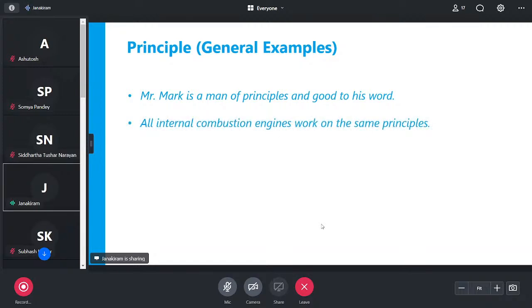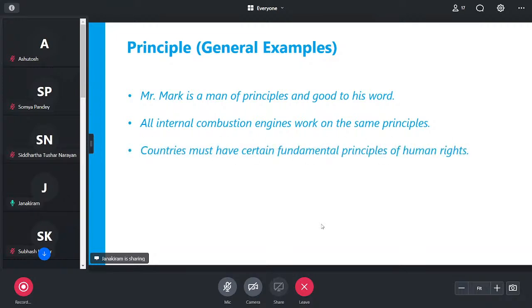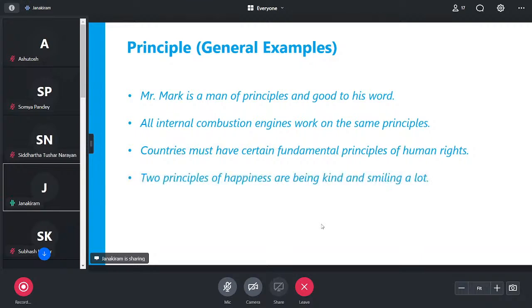And all internal combustion engines work on the same principle, right? So this is coming from backwards, right? So you realize that you build a fundamental principle of how a combustion engine works, and you build your design on top of that. So the principle remains the same, but your implementation is different. Countries must have certain fundamental principles of human rights. This is pretty self-explanatory, right? Two principles of happiness are being kind and smiling a lot. So you can apply this in real life as well.